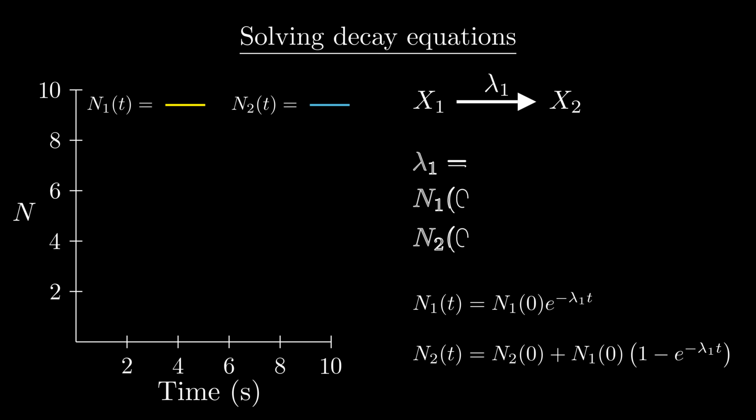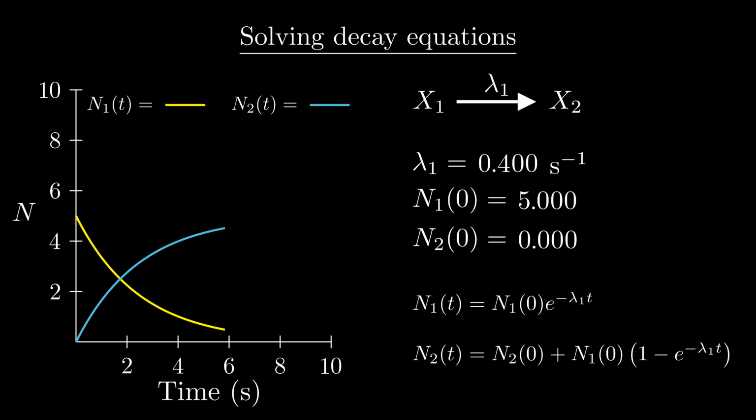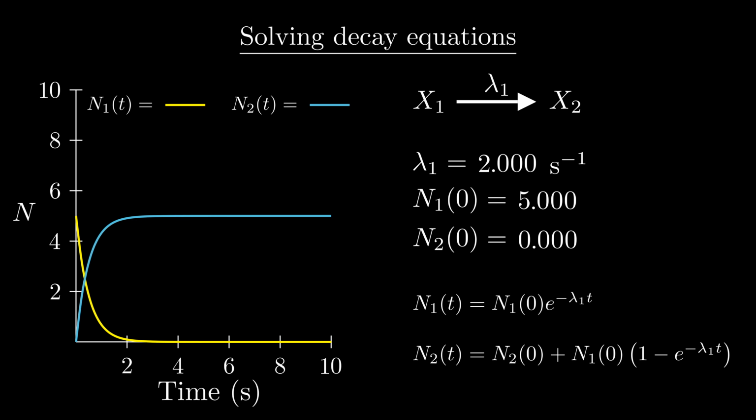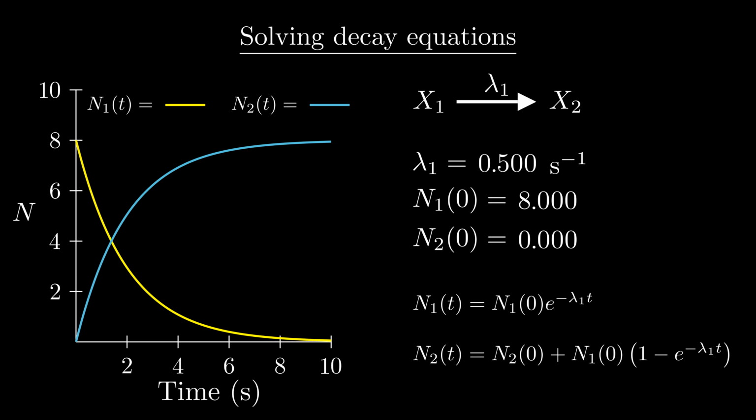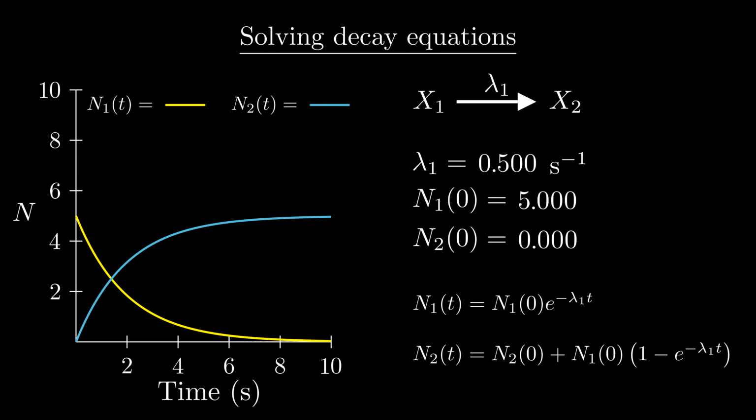The parameters available for us to perturb are X1's decay constant and the initial populations of the two isotopes. If we increase the decay constant, X1 decays away faster and X2 builds up quicker in turn. If we increase the initial amount of X1, we can see that the final amount of X2 that we end up with grows as well. Finally, if we increase the initial amount of X2, there's no impact on X1.